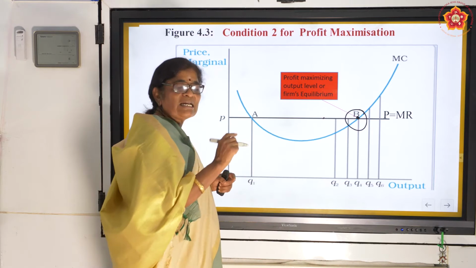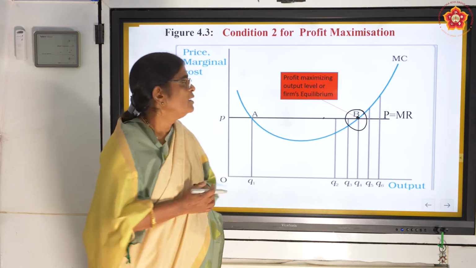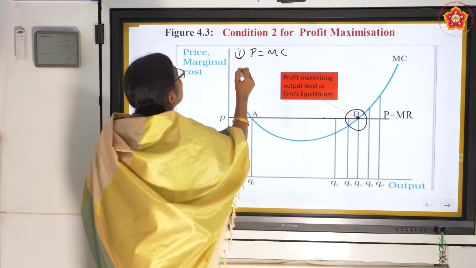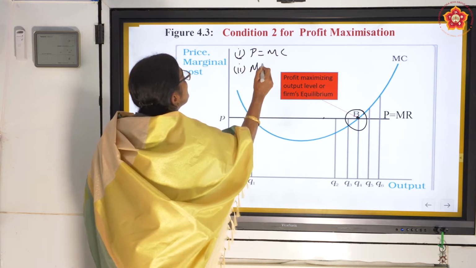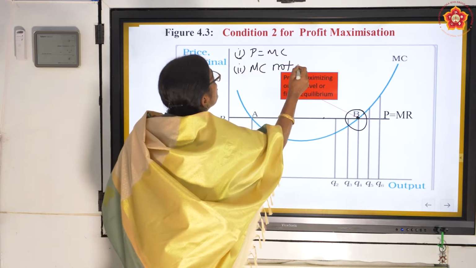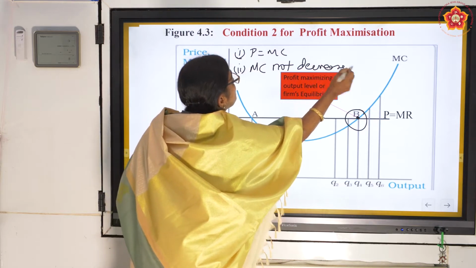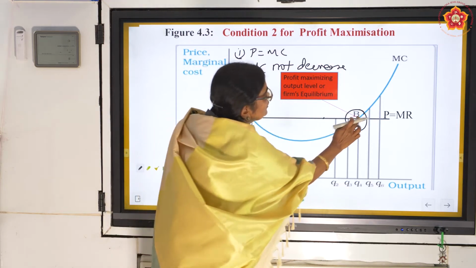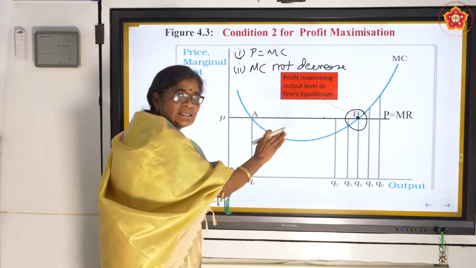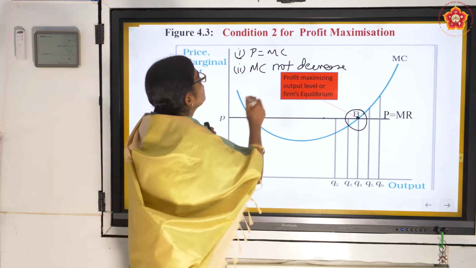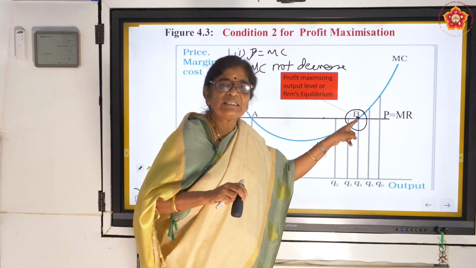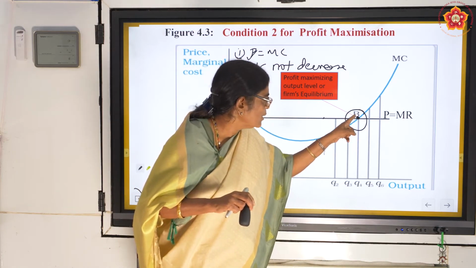And also, the second condition we have discussed in the last class. First condition is P must be equal to MC. The second condition we discussed was the MC curve, marginal cost curve, must be non-decreasing. It should not decrease at that point. It should increase. That condition is fulfilled here only. Here the MC curve is increasing. Here the MC curve is decreasing. Therefore, the two conditions, MC must not decrease and P must be equal to MC, are both fulfilled at the point B.